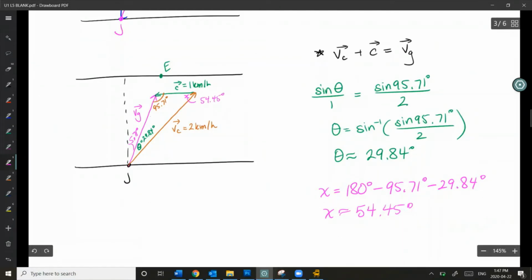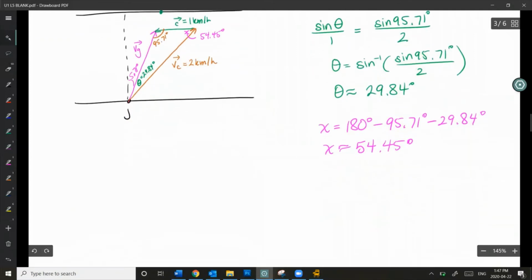And what this allows me to do now is find the magnitude of my ground velocity using sine law one more time. So let's apply that.